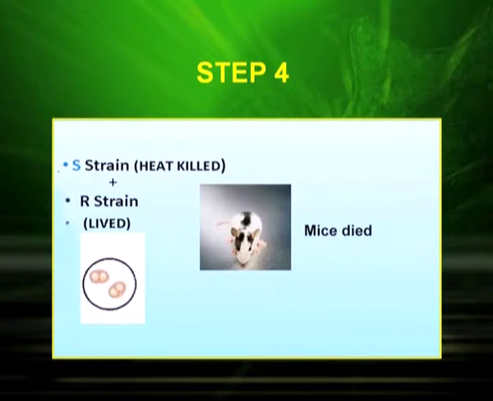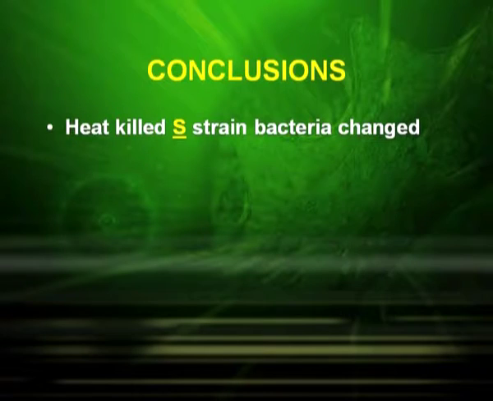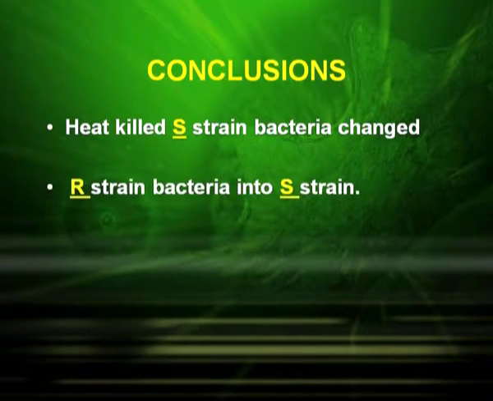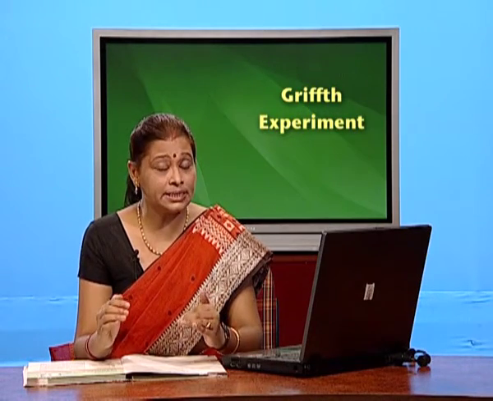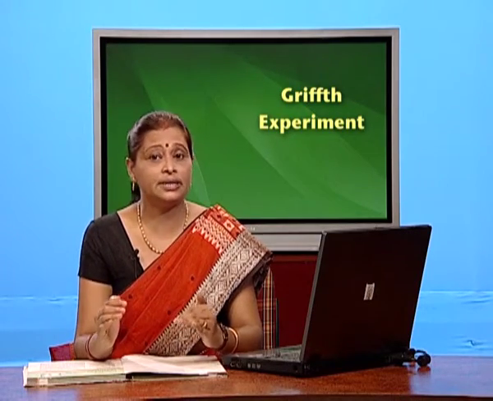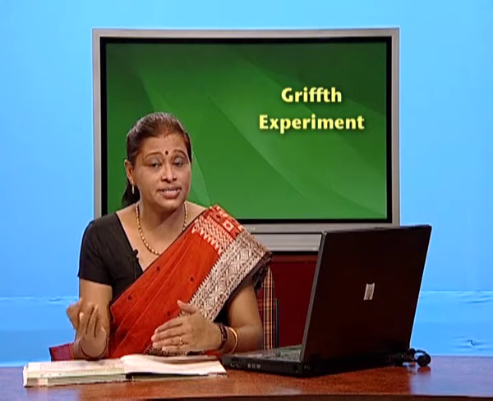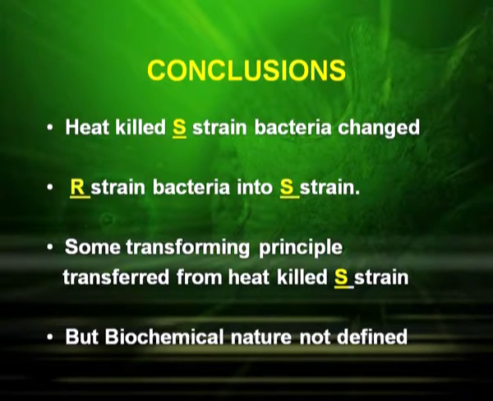In step 4, he mixed the heat-killed S strain with the living R strain, and to his surprise, he found the mice died. How did it happen? So, he concluded that the heat-killed S strain bacteria changed R strain bacteria into S strain, and there is some transforming principle that has been transferred from the heat-killed S strain. That means the S strain was capable of transforming the R strain into S strain, and that is how the mice died. But the biochemical nature was not defined by Griffith.